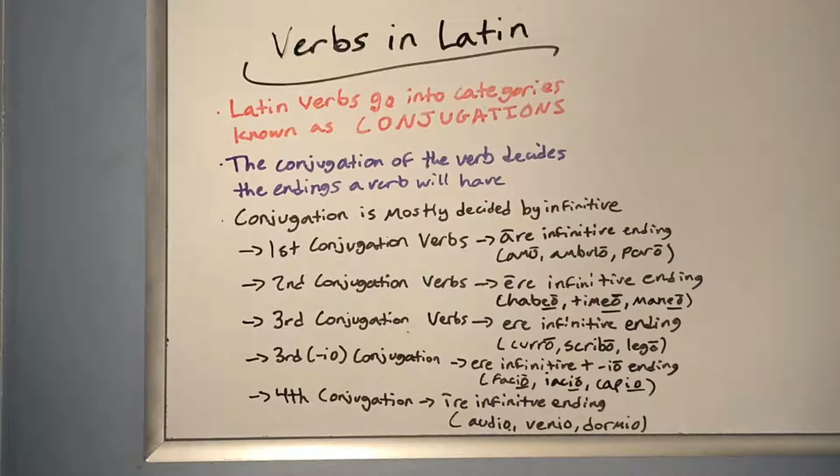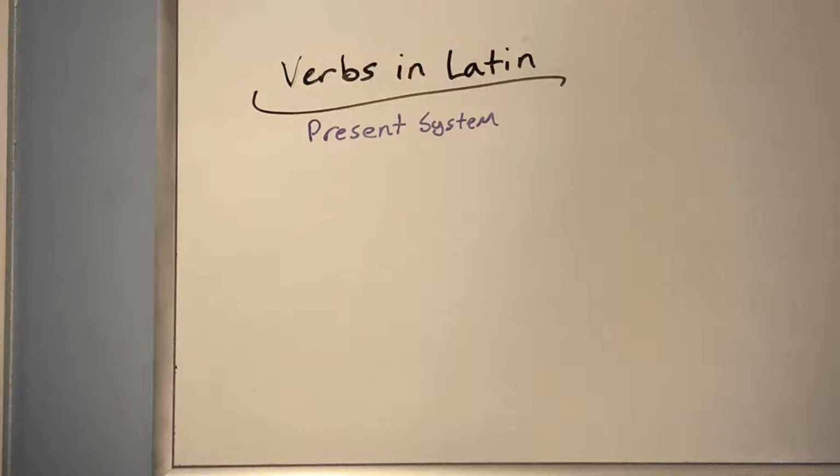So far, we've learned that the endings of verbs in Latin are really important, and verbs also go into special categories known as conjugations. Now I'm going to talk a little bit about some of the tenses in Latin. I've talked about two of them. There are six in total. Three will be covered in this video, and they are split into two groups.